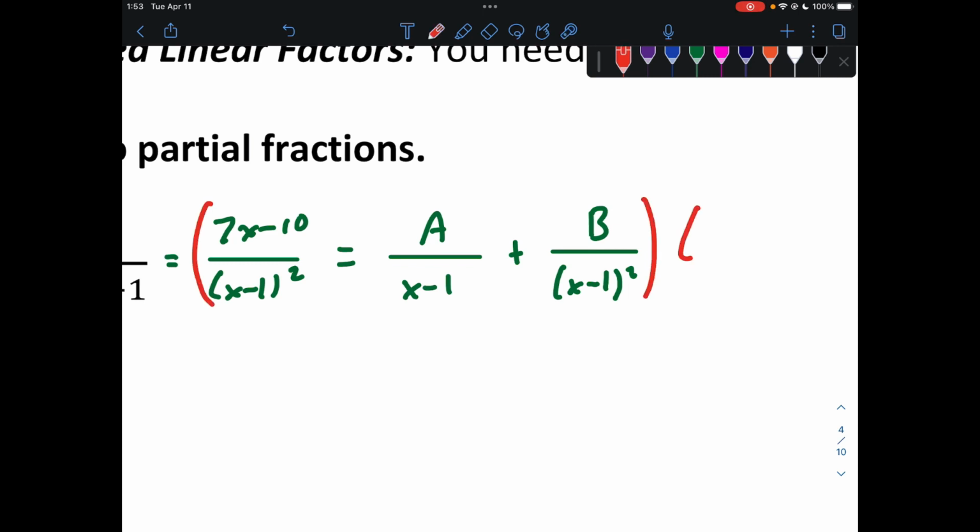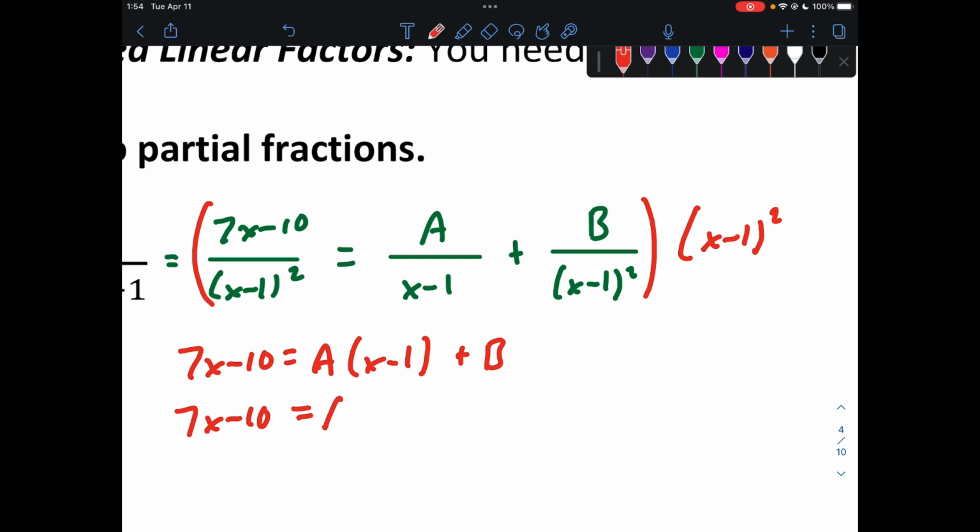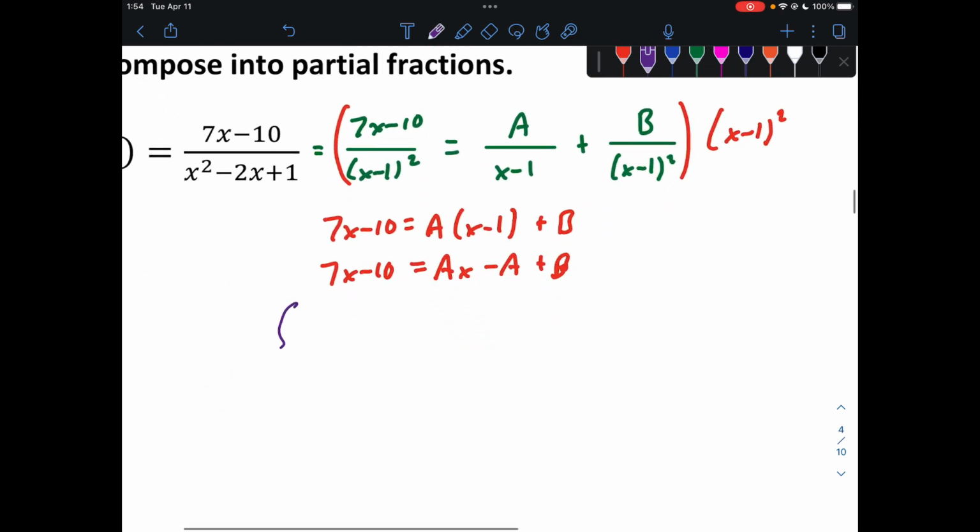Now we're going to multiply through by our common denominator, and we get 7x minus 10 equals, the first one of the x minus 1's cancels, so we're left with a times x minus 1. In the second term, both x minus 1 cancel, we're left with plus b. So 7x minus 10 equals ax minus a plus b. Set up our system, which again is going to have two equations because we have an x and a constant. So our x, that's just a, and our constant is -a plus b.